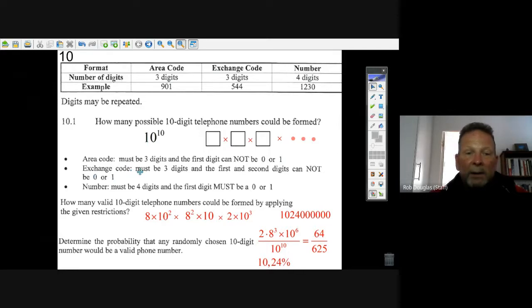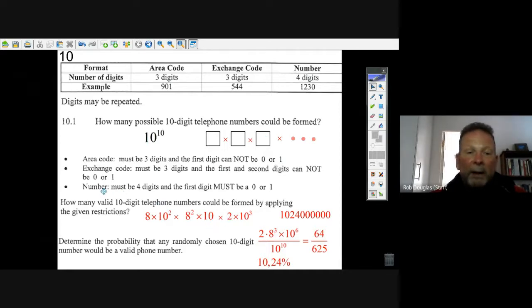If we read the next thing, the exchange code must be 3 digits. The first and the second digits cannot be a 0 or a 1. So that means in this next exchange code, you only have 8 choices in the first box because it can't be a 0 or 1. The next one's only got 8. That's why I put 8 times 8, 8 squared. But the last box, the last place, you can get 10 choices. So I put 10 there.